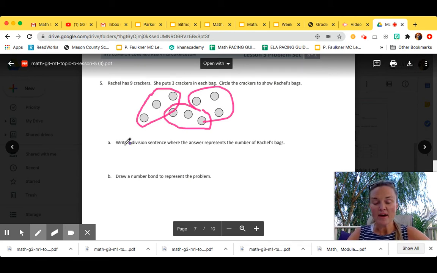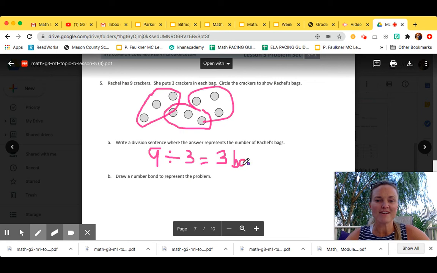A says circle or write a division sentence where the answer represents the number of Rachel's bags. So in a division sentence, we always know the total goes first. It's kind of like subtraction. The biggest number goes first in subtraction. The biggest number is going to go first here in our division problem as well. So they told us that there were 9. Sorry, I have a bug flying around me. So we have 9 divided by, and we put 3 in each group, and we got 3 groups. Okay, I always like to put the unit, so I would definitely write 3 bags.